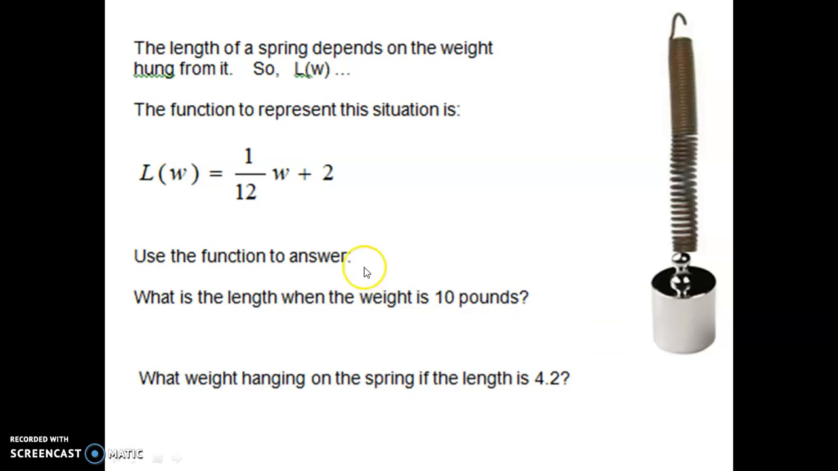Next one. Here we have the length of a spring depends on the weight hung from it. So we're going to use L of W, the length of the spring, the dependent variable, dependent on the weight that is hung from it. So here we see a spring with a weight on it. The bigger the weight, the more the spring will be stretched, or the longer it will get. So here's the function for that. Again, the length depends on the weight.